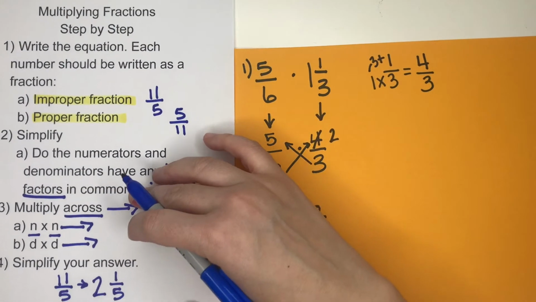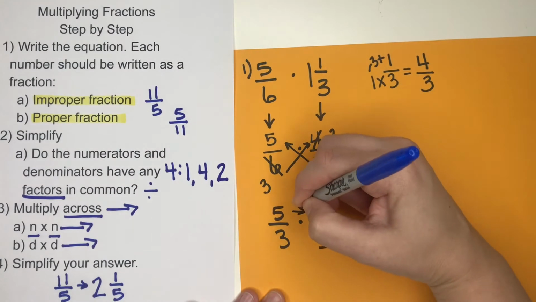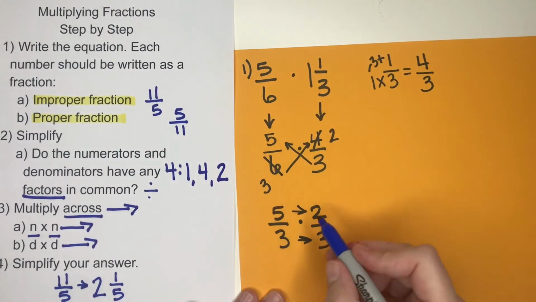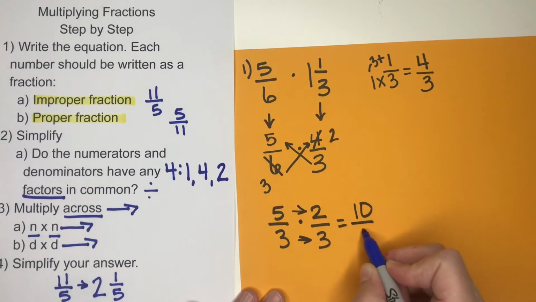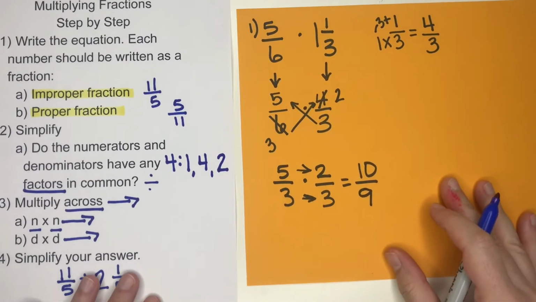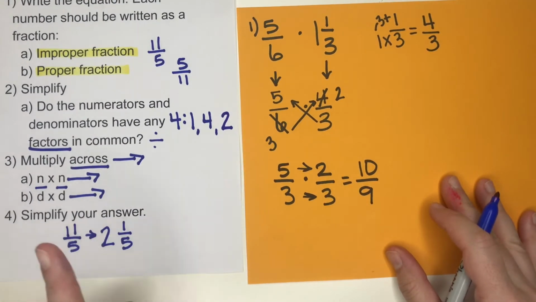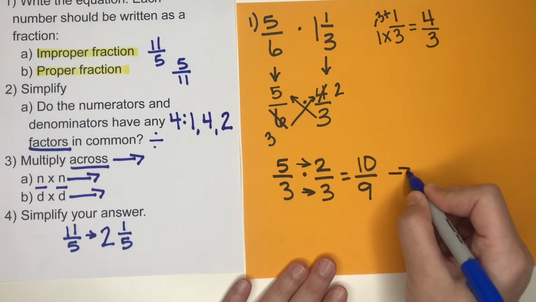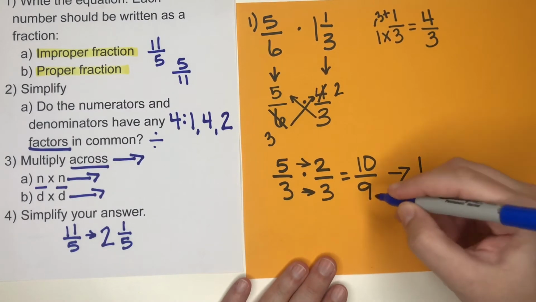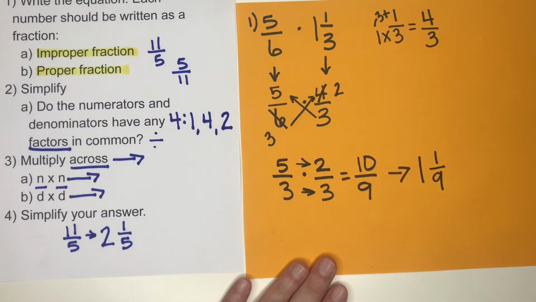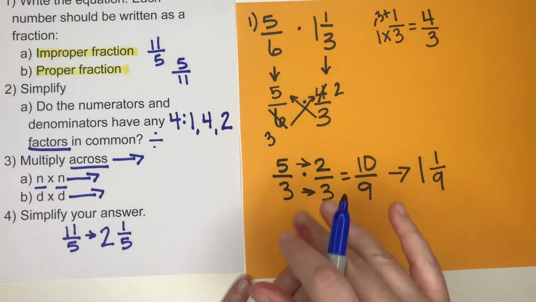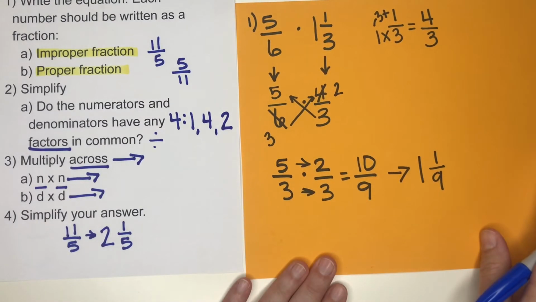Our next step says to multiply across. We have those arrows showing us to go straight across. So I multiply 5 times 2, which is 10, and 3 times 3, which is 9. My final step is to simplify our answer. Since I have an improper fraction, I can simplify this. I'm going to get 1 whole out of 10 ninths, and I'm left with 1/9. So 1 and 1/9 is our answer to our first problem. And that is how we step by step work through a multiplication of fractions.